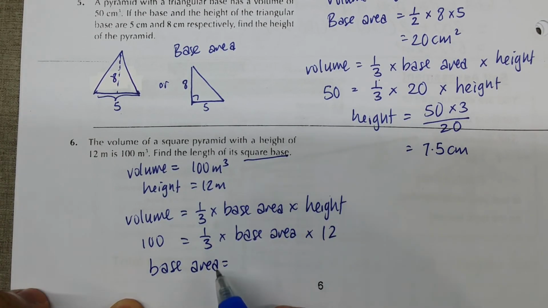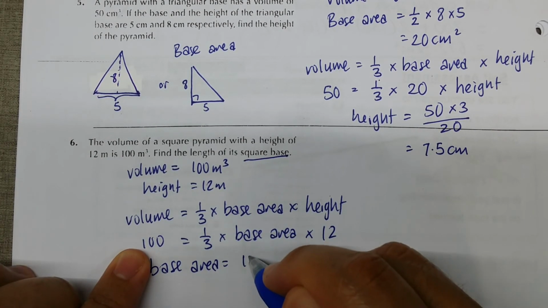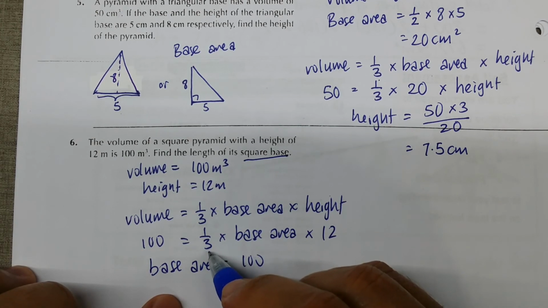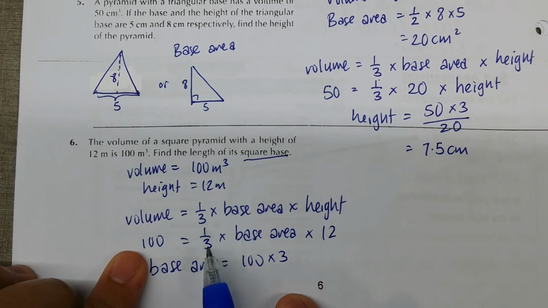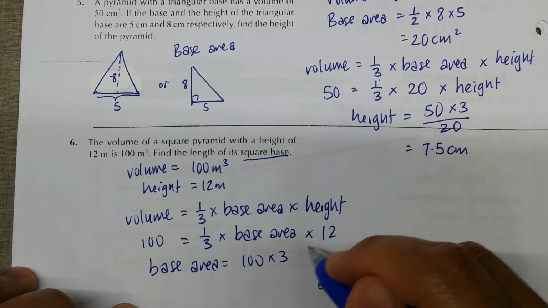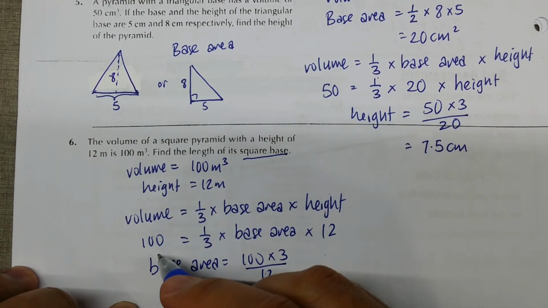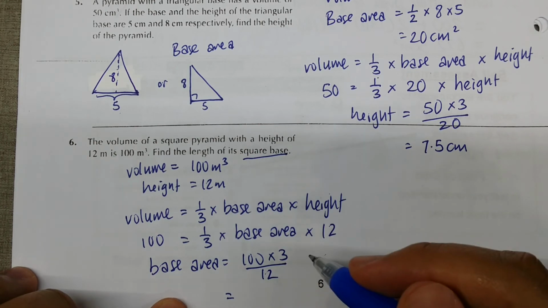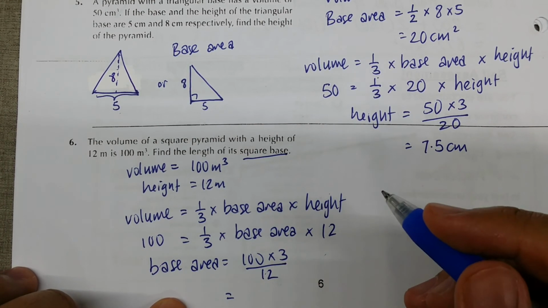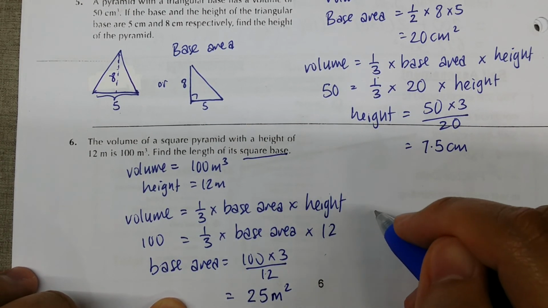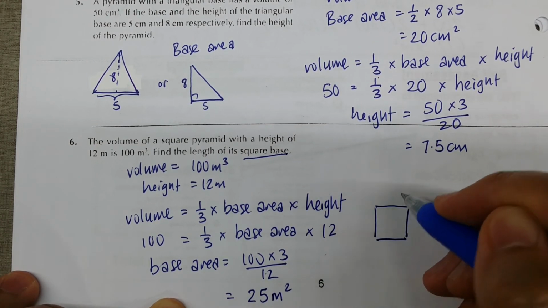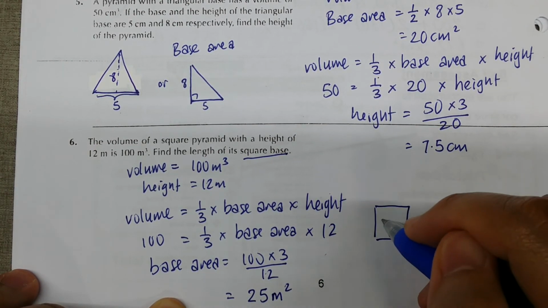The same trick Mr. Liu taught you earlier on. 100, here is 1/3, right? Multiply both sides by 3, the 1/3 will be gone. Then there's a times 12, so I divide by 12. Bring the 12 under. So base area happens to be 25 meters square.